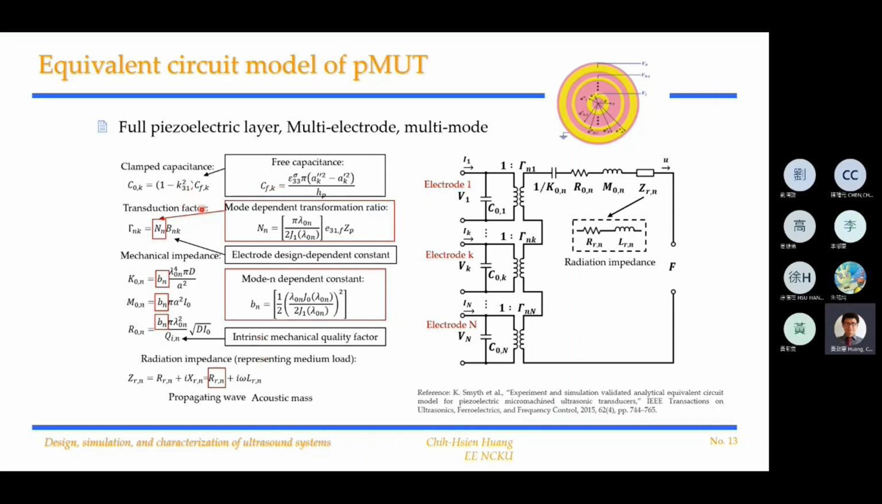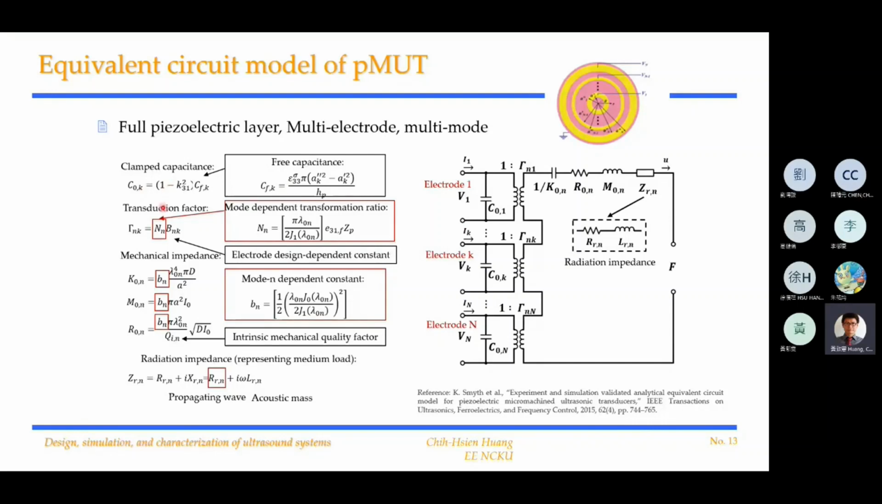So the first one is the clamped capacitance. It is from the piezoelectric material. As you know, capacitance is affected by how large the area is, where A here represents the radius, but here it is like a ring, so you have the outer radius minus the inner radius times some coefficient. It's like the surface area of your electrodes, how much the electrodes cover, divided by the thickness, and times your dielectric constant. That's why all of them have different capacitance, right?